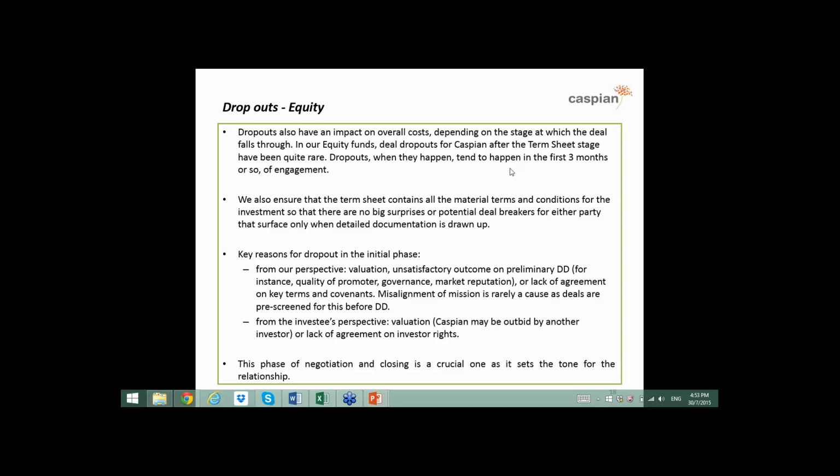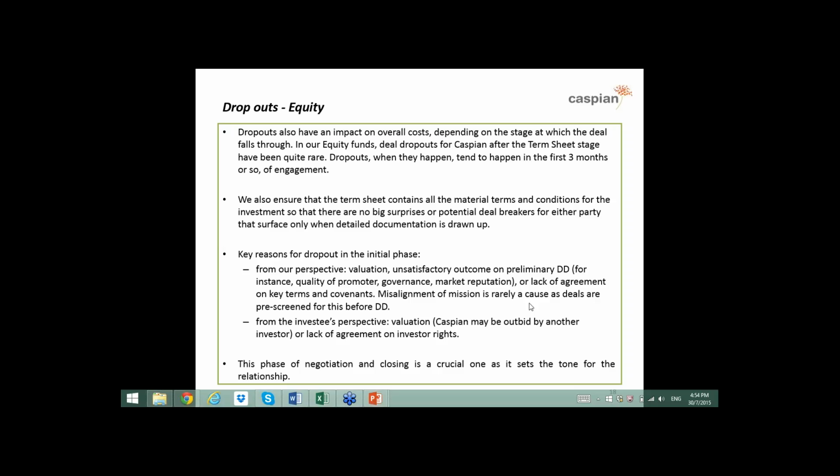The key reasons for dropout from an equity standpoint, from our perspective as an investor, have generally been valuation. If it was too rich a valuation and we did not want to pay that, or we were not satisfied with the preliminary due diligence that we did, or if we have not been able to reach an agreement on the key terms and conditions.